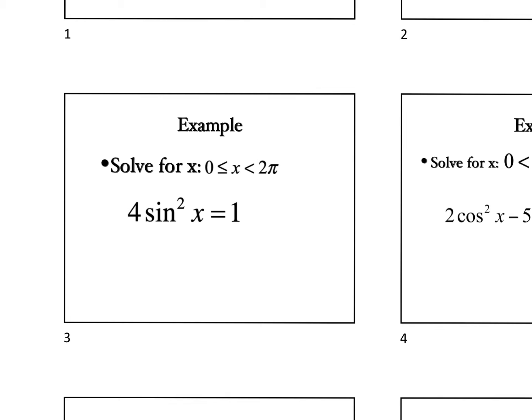So in this case, I'm going to divide both sides by 4. And then I'm going to take the square root, right? Because I don't want sine squared of x, I just want sine of x. So plus or minus the square root. That does simplify to plus or minus 1/2.